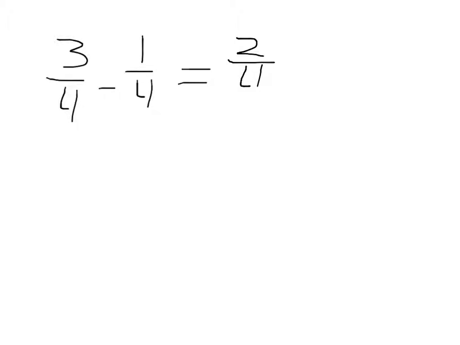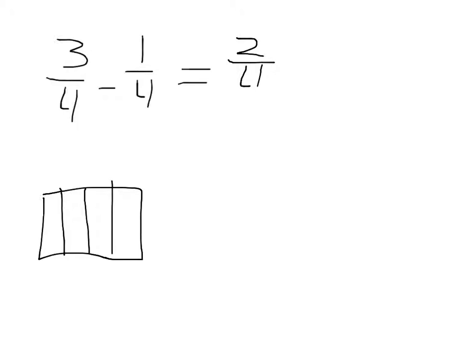My 4 stays the same. Okay. Remember, what I'm saying here is if I have one whole, it's broken into fourths, and I have this much. I have 3/4. Okay. And I'm taking 1/4 away. So I still have 2/4 left. Here's 1/4 and here's 2/4.